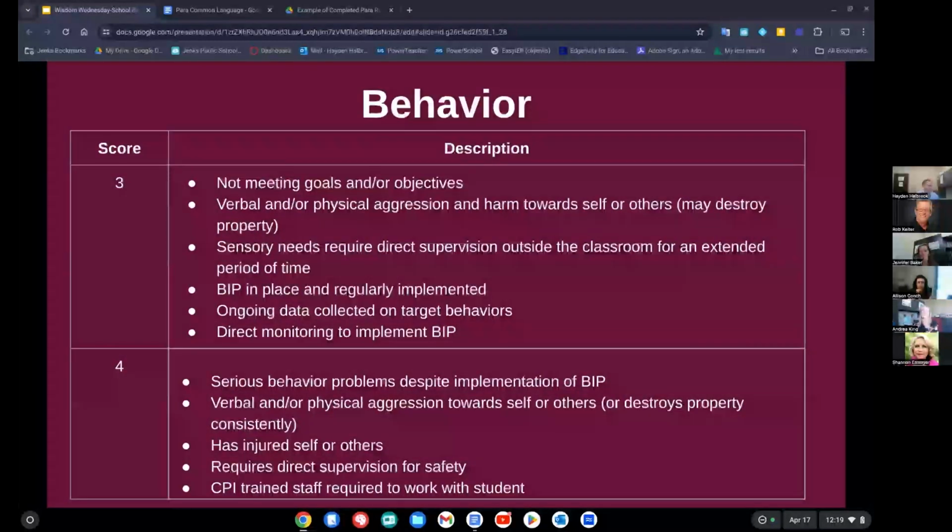And then, of course, not meeting goals or objectives for verbal and physical aggression, harm towards self or others, sensory needs. They might require direct supervision outside of the classroom. They might have that BIP in place and regular implementation. Data collection on targeted behaviors.